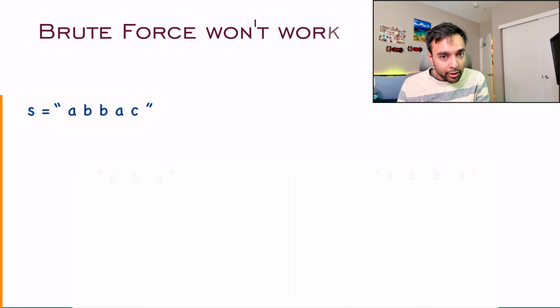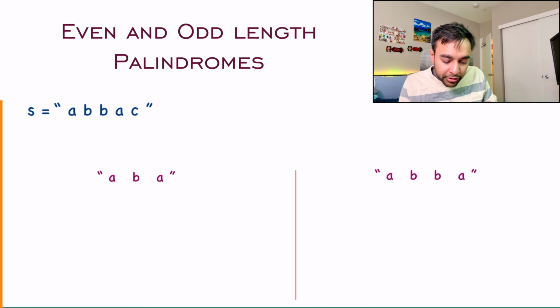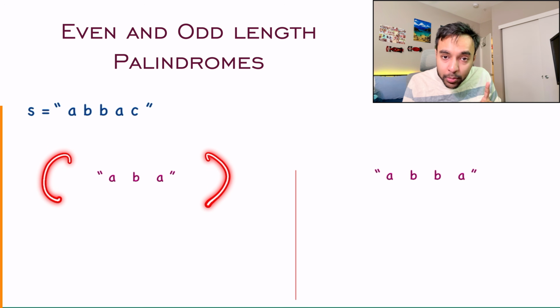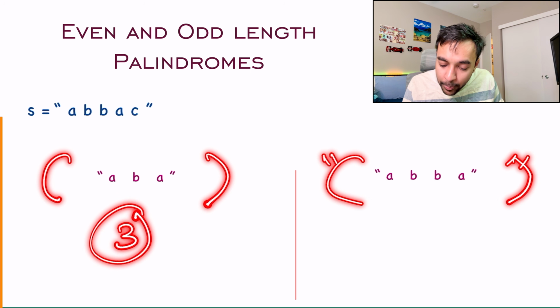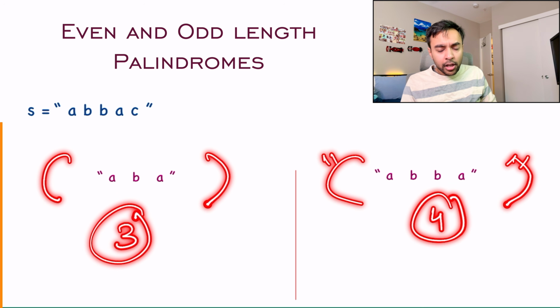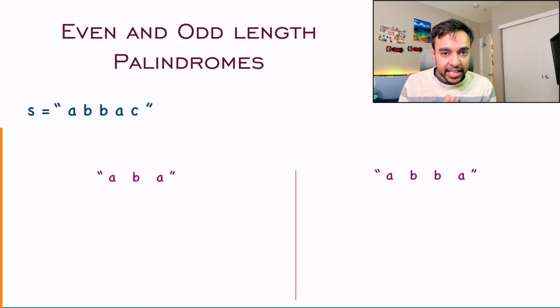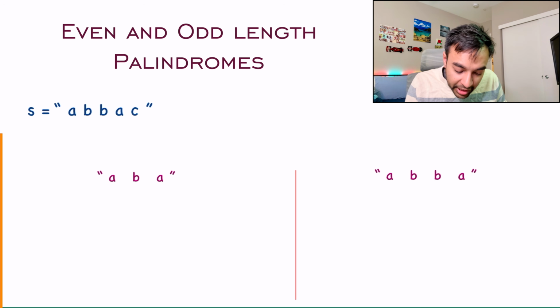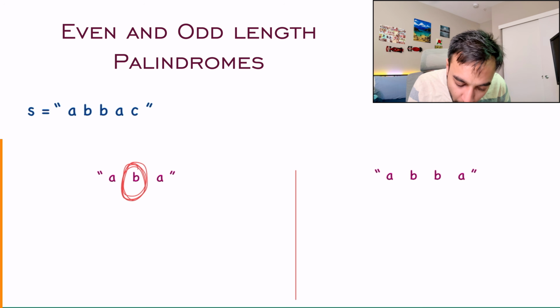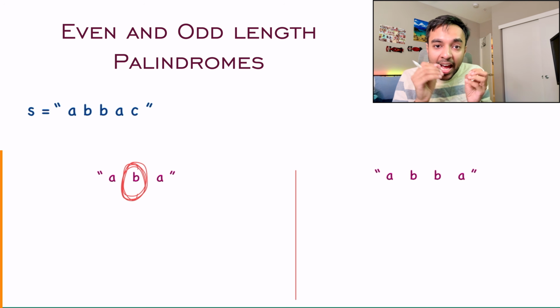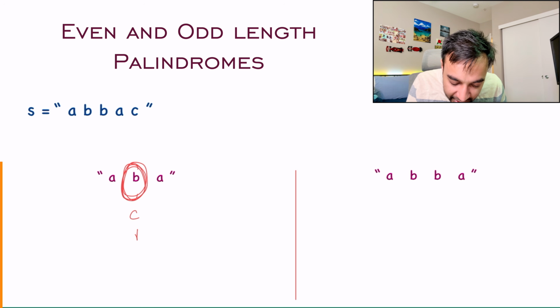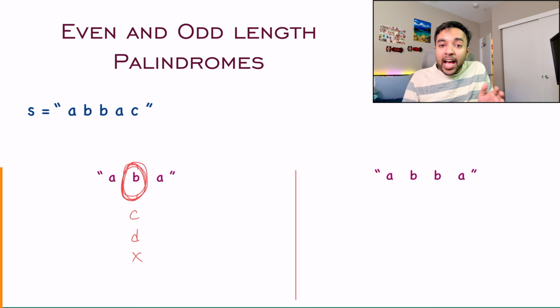and even length palindromes. Over here, if you see, I have a particular palindrome that has a length of 3, right? And this particular palindrome has a length of 4. So what is the difference between them? If you notice closely, when I am looking at the odd length palindrome, the middle element could be anything. And this string would still remain a palindrome. It can be B, C, D, X, anything at all. And this would still remain a palindrome.